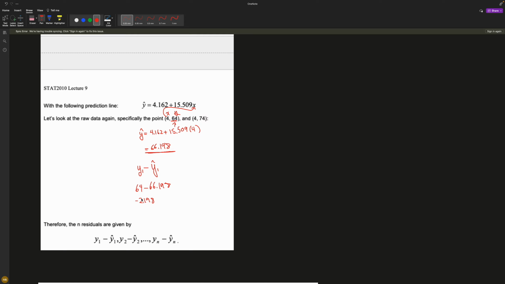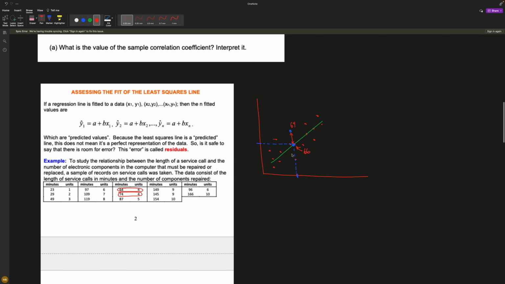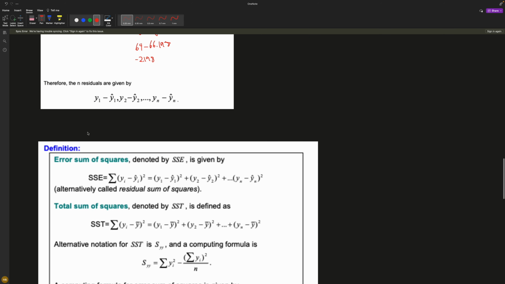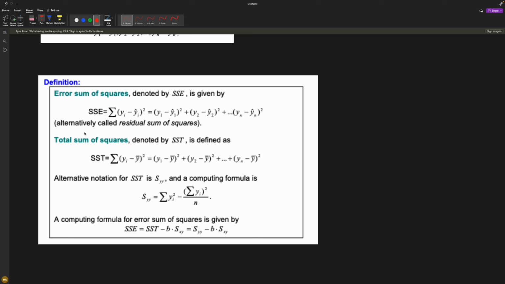Now you're like, why is this negative? Why is the error negative? Because if the point is under the line, it will give me negative. And if the point is above the line, it will give me positive. And so don't overcomplicate it. That's really all there is to it. So that's really residuals. Now here we go a little bit more into residuals.